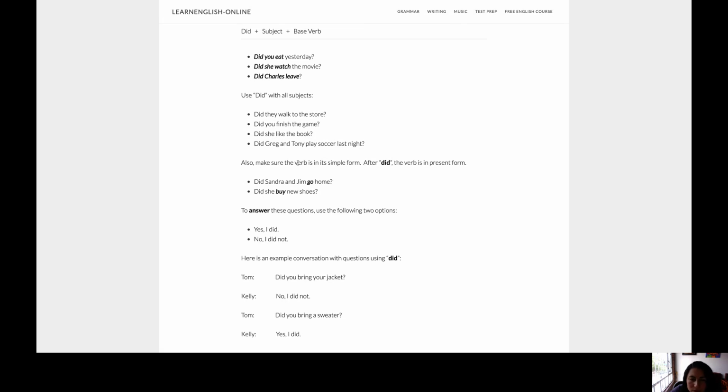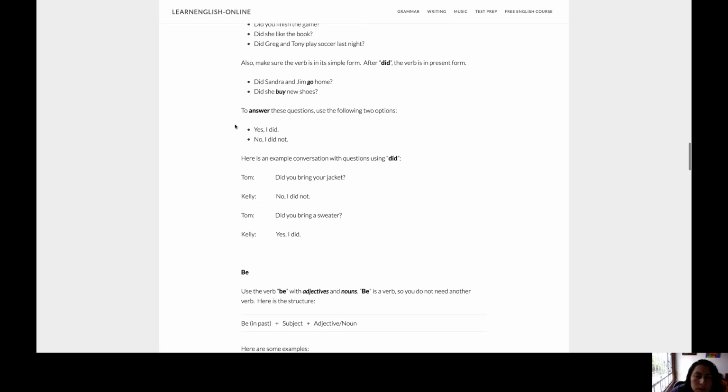Also, make sure the verb is in the simple form. After did, the verb is in present form. Entonces, no olvidar que como ya tenemos el auxiliar did, los verbos van en la forma básica o en la forma infinitiva o en presente, ¿ok? Did Sandra and Jim go home? Ellos fueron a casa. Did she buy new shoes? Ellos compraron nuevos zapatos. To answer these questions, use the following two options.